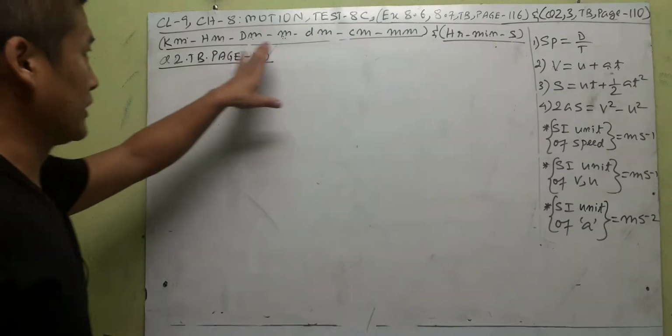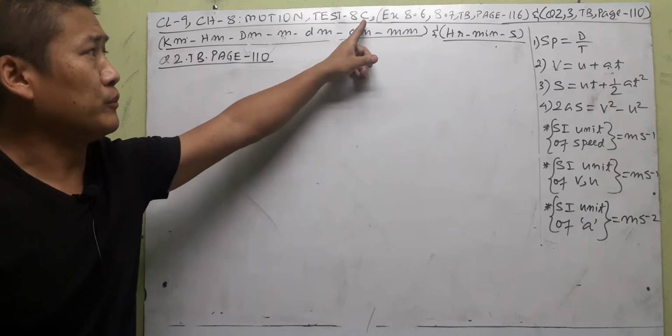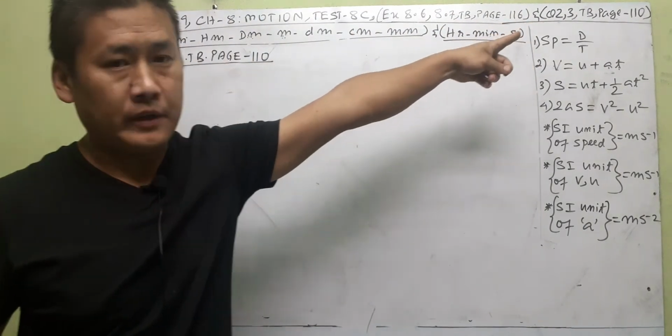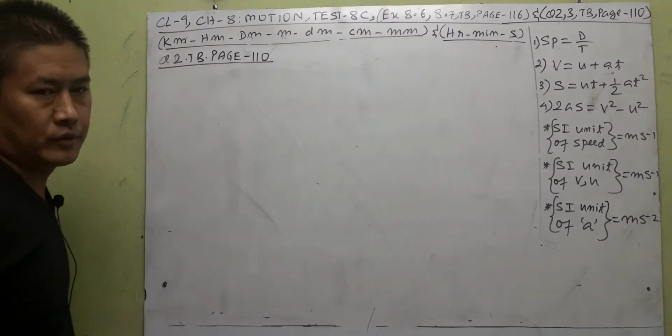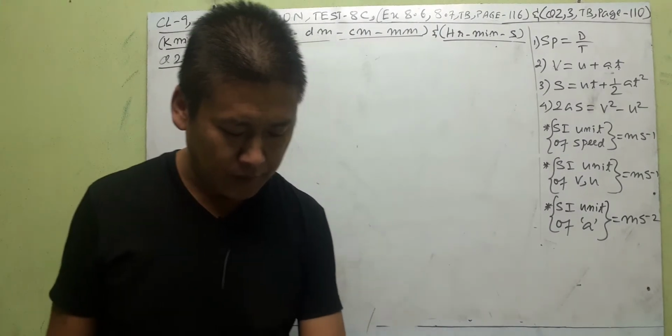Okay, so the next numerical test, 8C, class 9, chapter 8, motion, these questions. Let us first do question 2 and 3 on page 110. So let us write this one, question number 2, textbook, page 110. Go there, and let me read the question for us.